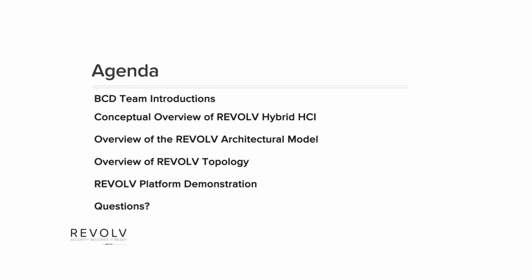We're going to do an overview of the REVOLV architectural model. And in that review of the architectural model, we're going to talk about what the concepts are associated with a hybrid hyperconverged model versus a traditional hyperconverged model. We're going to talk about the benefits associated with the architecture. What are the overall benefits of going with a hybrid HCI as opposed to a traditional HCI model?